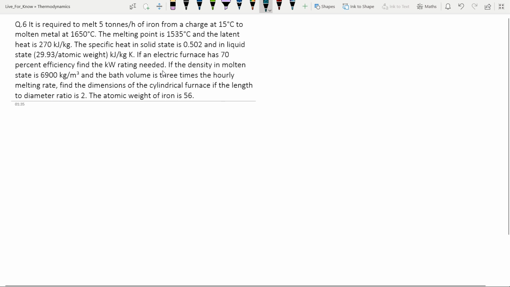So there are two questions. First, find the kilowatt rating needed, and second, find the dimensions of the cylinder furnace. So the solution is: heat required to melt 1 kg of iron at 15 degrees Celsius to molten at 1650 degrees Celsius.